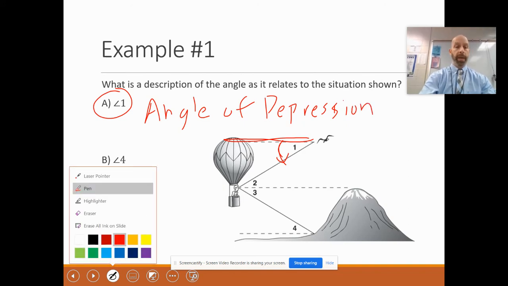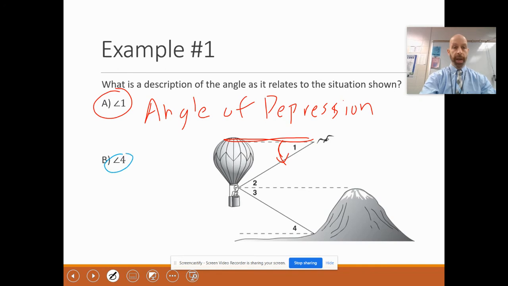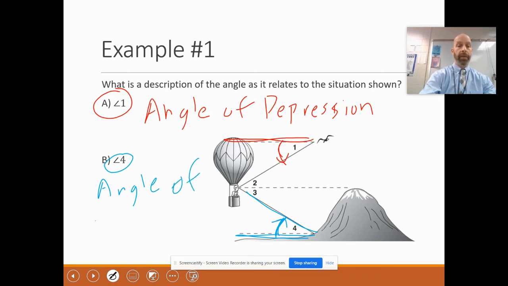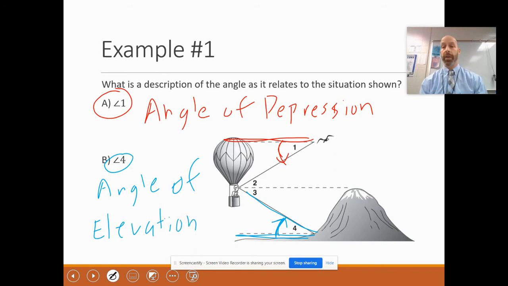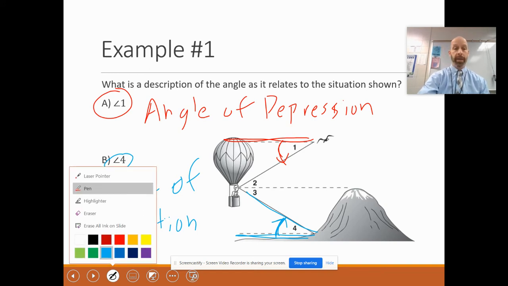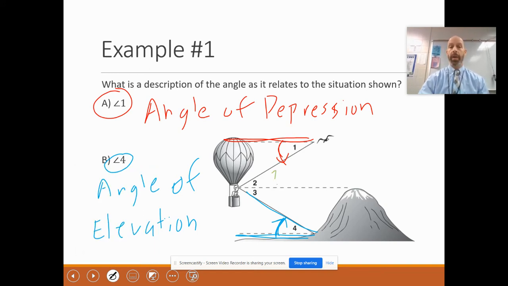And then for part B, we're supposed to look at angle 4. Well, here's angle 4. Here this is ground level, and then we're looking up to the balloon. That's going to be an angle of elevation. So that's the first thing that you need to be able to do, is just recognize what's an angle of elevation versus an angle of depression. And there's a couple other angles we could talk about in this problem as well. I could ask you what kind of angle is angle 2? Is angle 2 an angle of elevation or depression? I'll let you figure that one out.